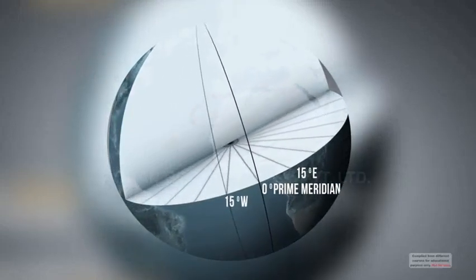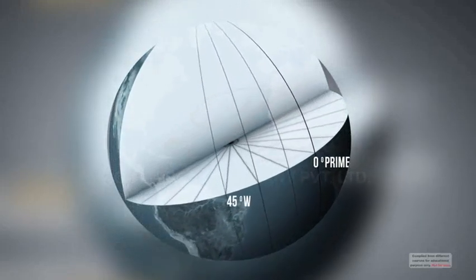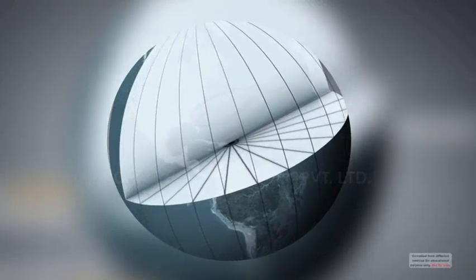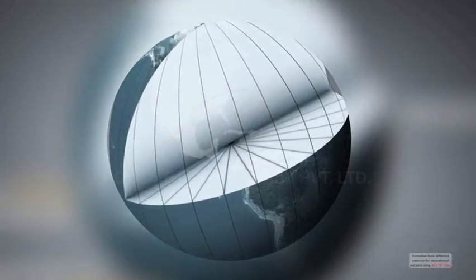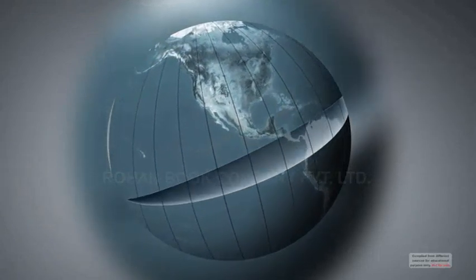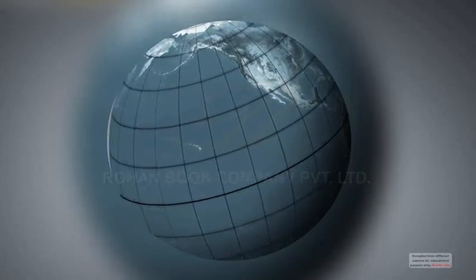There are 180 degrees of latitudes in all. There are 90 degrees of latitude in the northern hemisphere and 90 degrees of latitude in the southern hemisphere. The northern latitudes are marked by N and the southern by S.